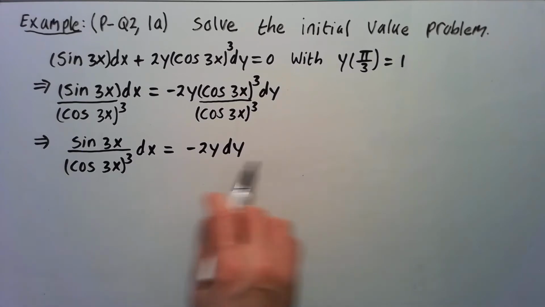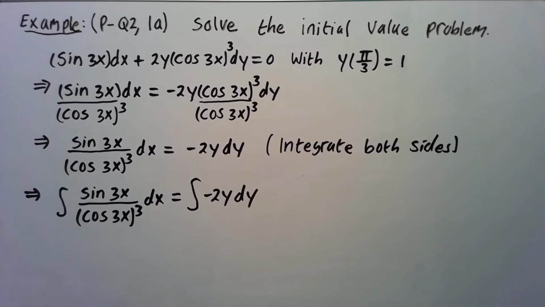Now let's integrate both sides. So integrating both sides, we get this. Now this side is pretty easy to integrate, so it's going to be minus y squared here. But over here we're going to have to make a u substitution. We're going to let u equal cosine of 3x. So let u equal cosine 3x.